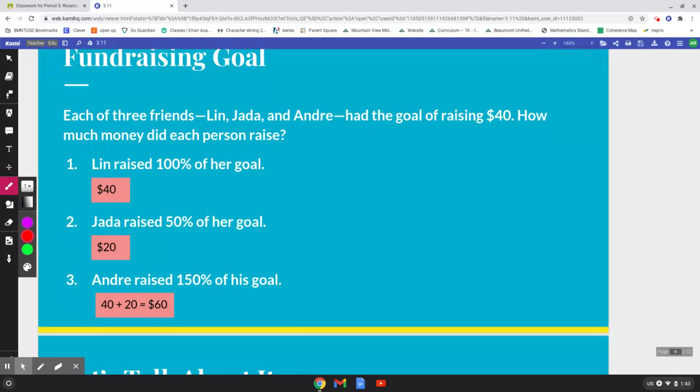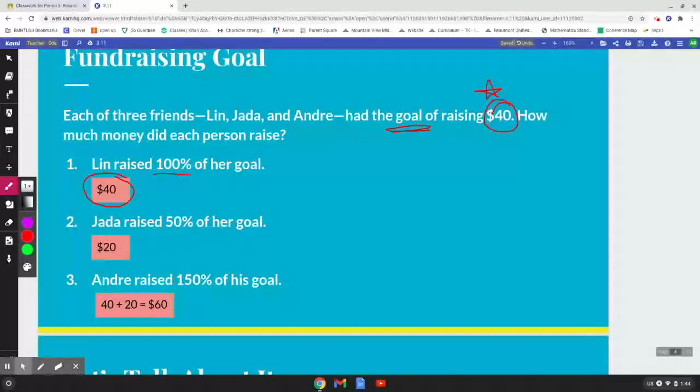So each of three friends, Lynn, Jada, and Andre, had the goal of raising $40. How much money did each person raise? So $40 was what they were trying to raise. So if Lynn raised 100% of her goal, she raised $40. And that's because we know that the goal was the 40 that you see right there.